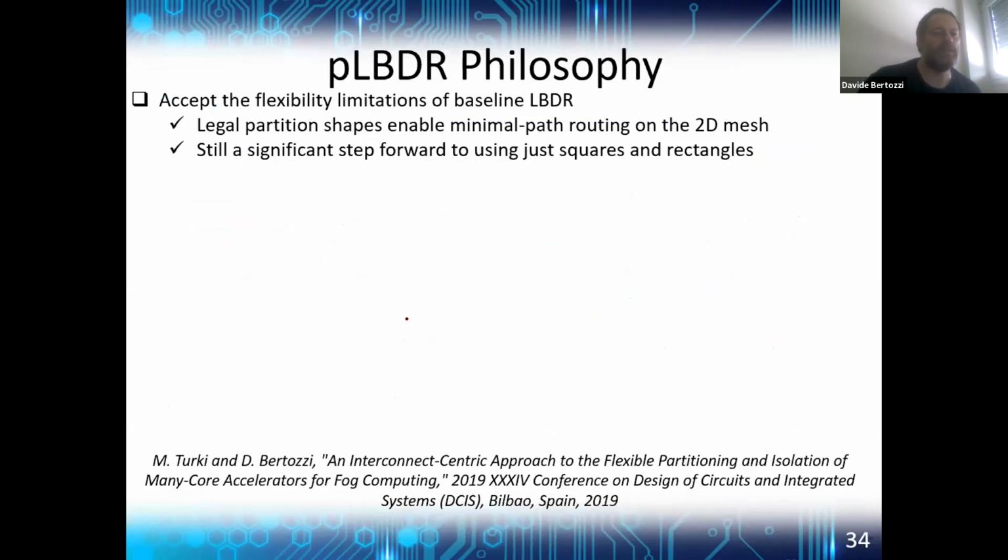So what's the PLBDR philosophy? First of all, for the time being, PLBDR accepts the flexibility limitation of the baseline LBDR. So the legal partition shapes are those that still enable minimal path routing on the 2D mesh. And we will see a number of examples of legal partition shapes. The flexibility is well beyond the limitations of squares and rectangles. Okay, we have new degrees of freedom, even though not arbitrary degrees of freedom. But I think it makes sense to find a trade-off.